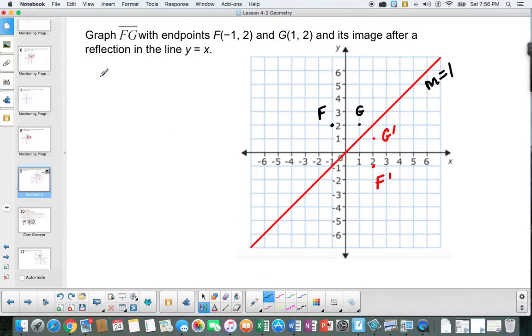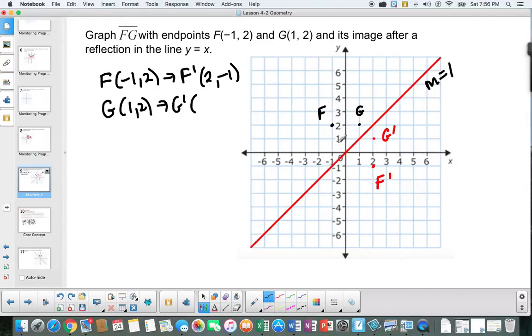Okay, so let's start with F. It was -1, 2, and when I reflected it, F prime became 2, -1. Look at that, the x's and y's look like they switched. Okay, let's go with G. G was 1, 2, and when I reflected it, it became 2, 1. And notice the x and y have switched places.